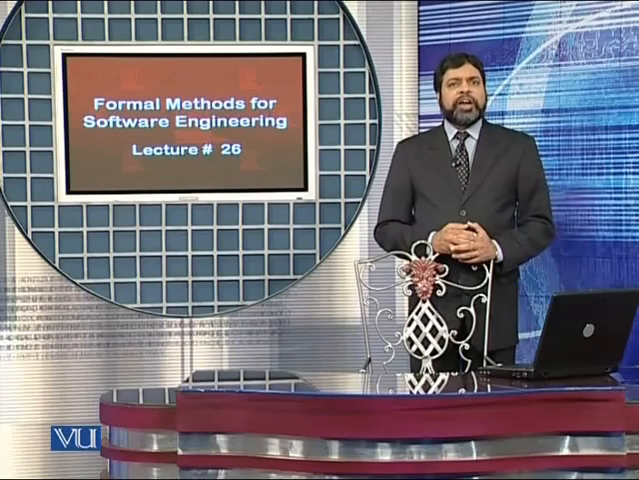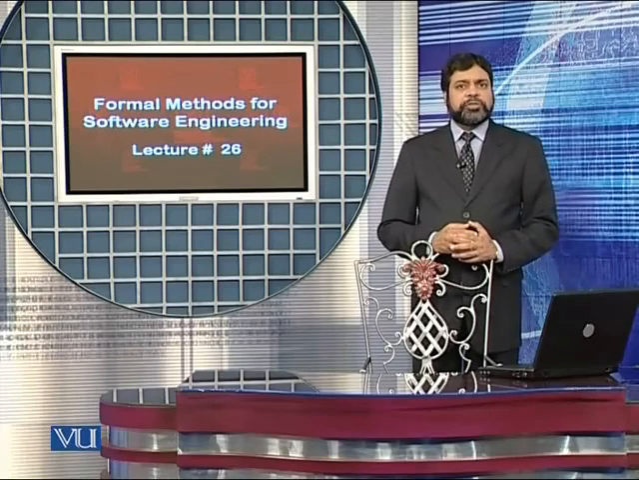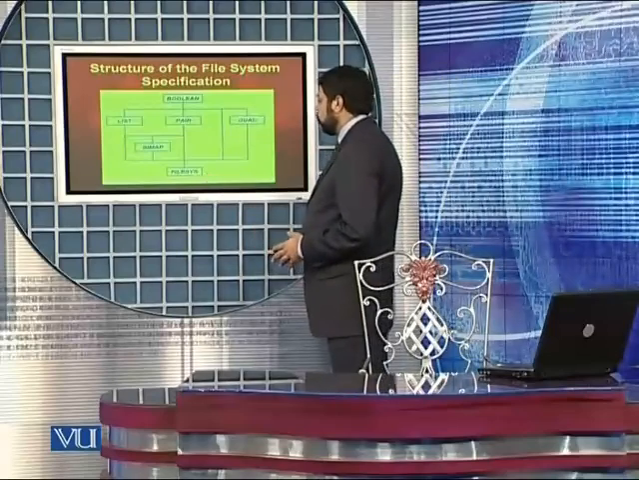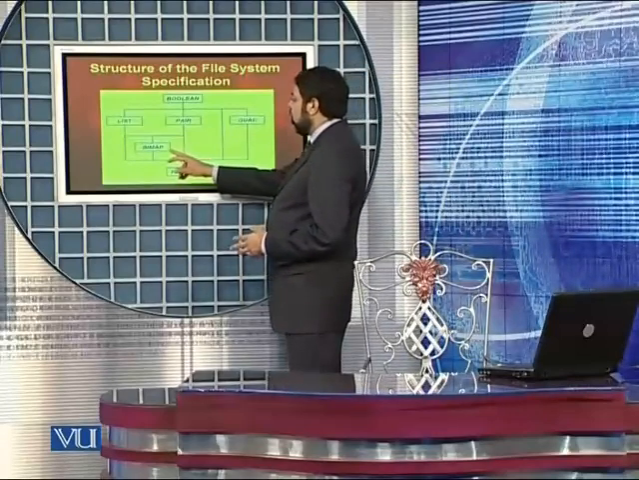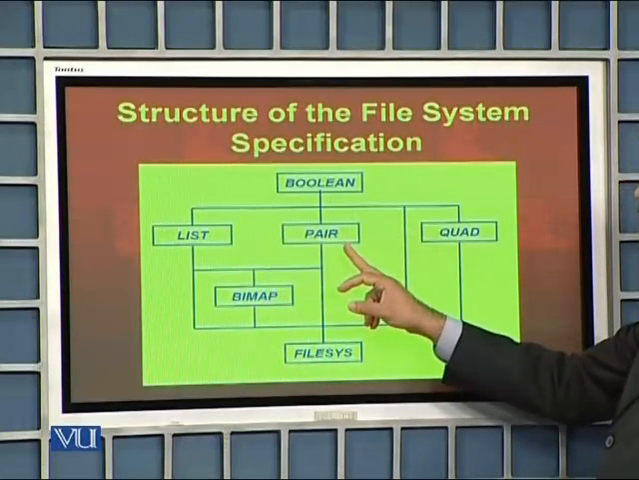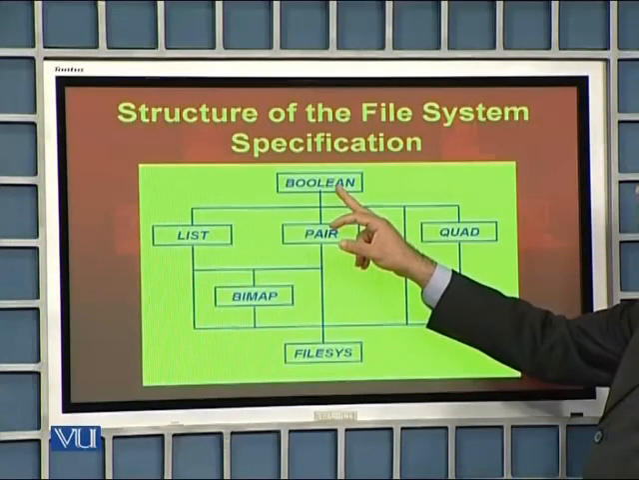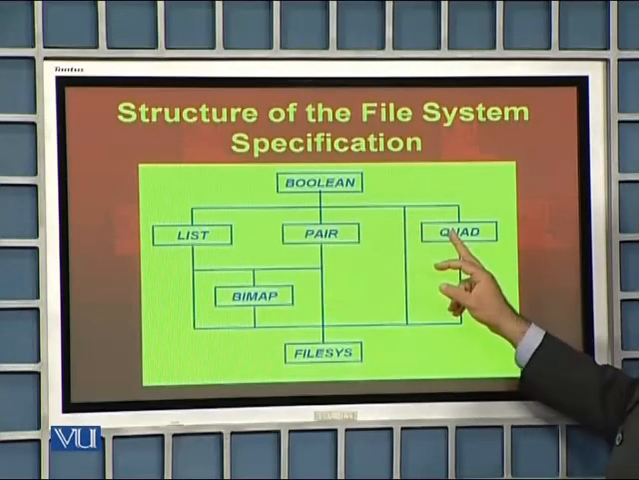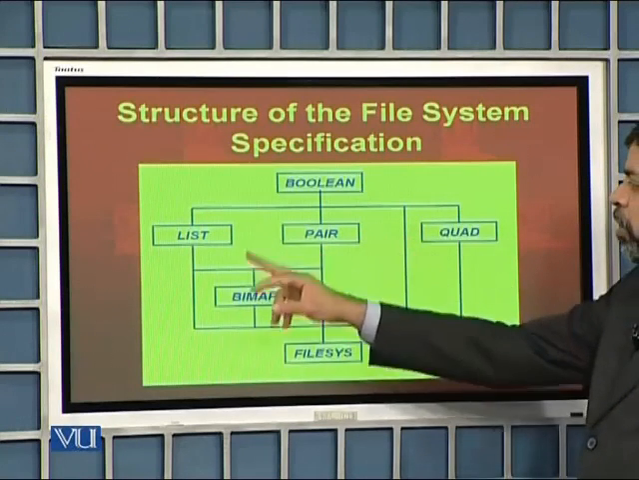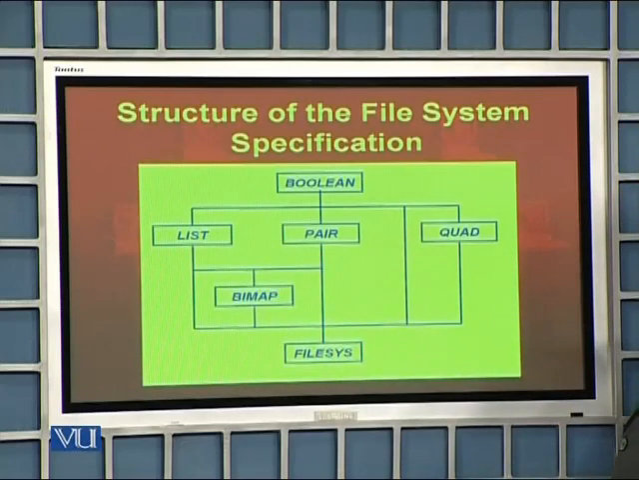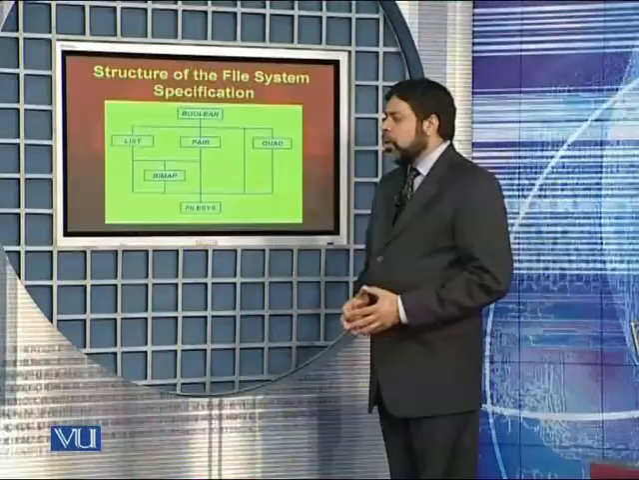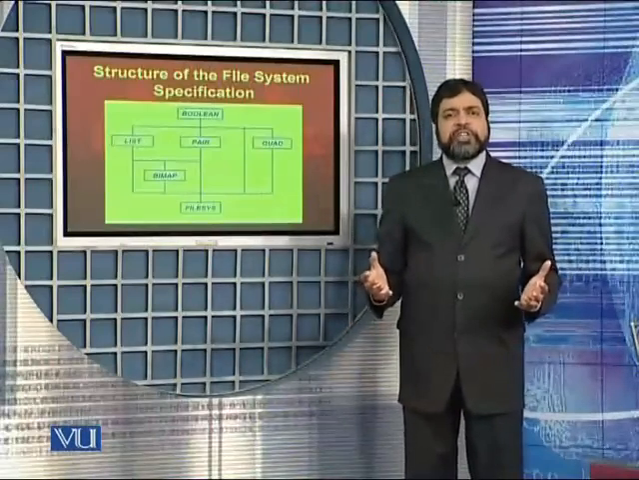Let us have a look at the overall structure of the specification. We said the filing system will be developed by using the specification for bimap, which will be developed by using the specification of list and pair, which will be developed by using the specification of Boolean. So we will have this list, pair, and quad. They will all use the Boolean. Boolean will also be used in the filing system. This quad, pair, list, and bimap will also be used by the filing system. And the bimap will be developed with the help of this list and pair. This is the overall structure of the specification that we are developing.